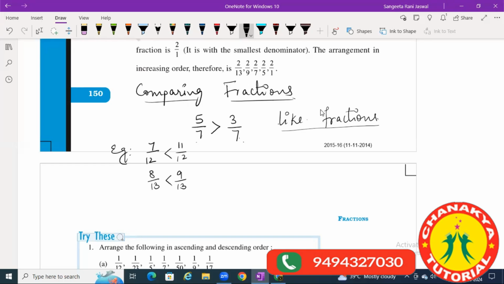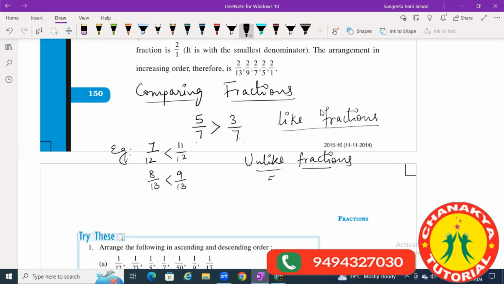Now, what happens in unlike fractions? How do we compare fractions where the fractions are unlike? Unlike means when the denominators are different. First we'll take unlike fractions which by chance have the same numerator. The denominators are different, but by chance the numerator is the same. Then we say that the fraction with the smaller denominator is greater.